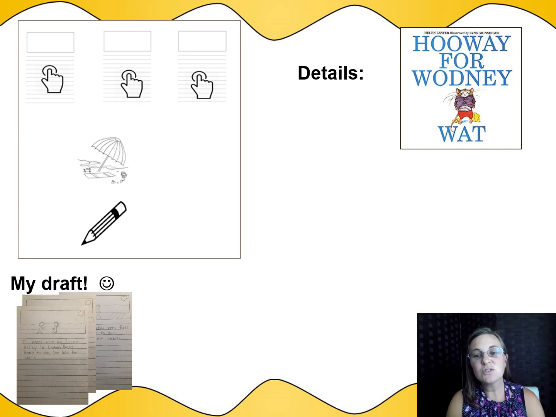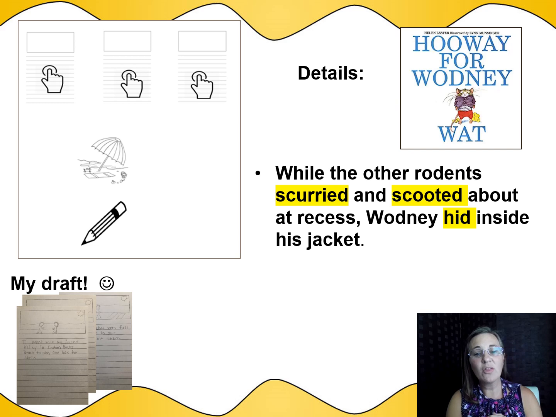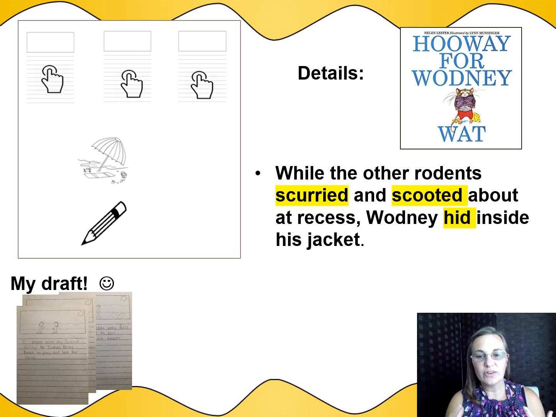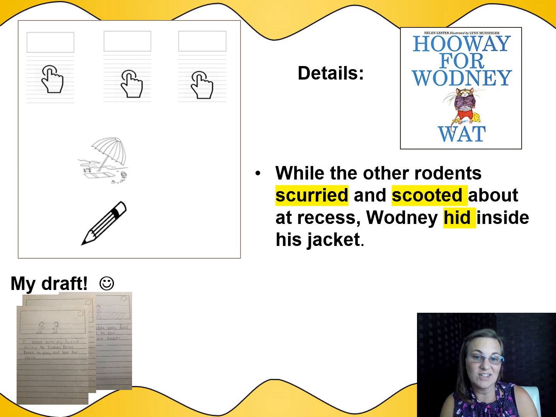Let's think about some details from Hooray for Wadney Wat to see how the author did that. Here's the first detail. While the other rodents scurried and scooted about at recess, Wadney hid inside his jacket. Look at all the details the author included that help you really picture what's happening. The author used things like scurried and scooted, told us what they did. He hid inside of his jacket. Those details give you a picture in your mind of what's happening.